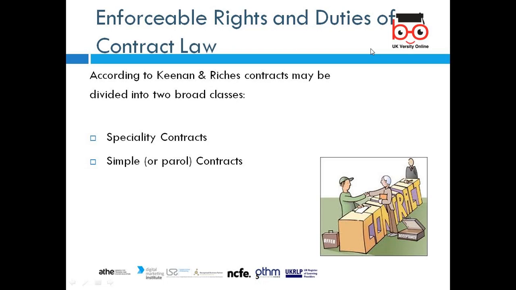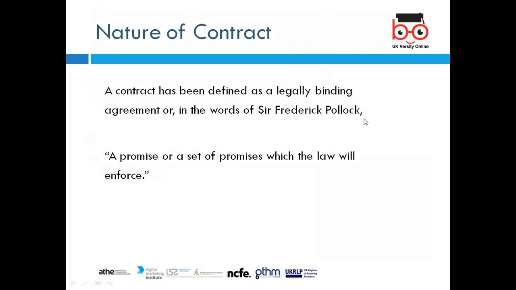Okay, it can be any sort of contract. Especially when we look at business, in terms of the Sale of Goods Act and things as well. A contract means somebody is offering and somebody is accepting, so there needs to be offer and acceptance. A contract may be divided into two broad classes: specialty contract and simple contract, which we'll go through on the slides.